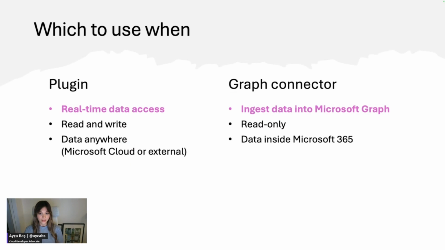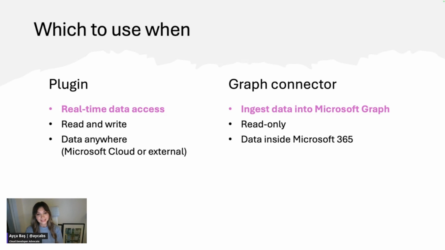Which to use when is a critical area, because both of the options help you bring your external data into it. But if we focus on plugins, they are for real-time data access, and the data is read and write. So we can actually work with the data, send some adaptive queries, ask for some information, and send some data out. And data lives anywhere, not only on Azure or Microsoft Cloud, but it can also be in external storages and databases. You can bring your existing data wherever it lives through plugins using Copilot for Microsoft 365.